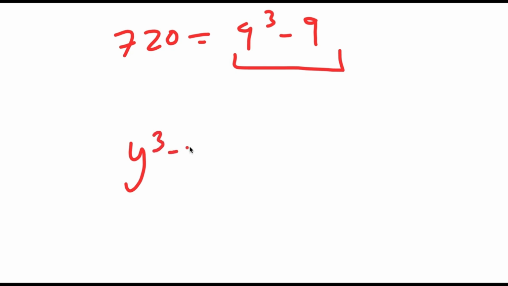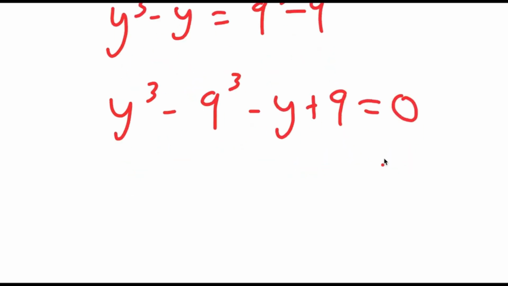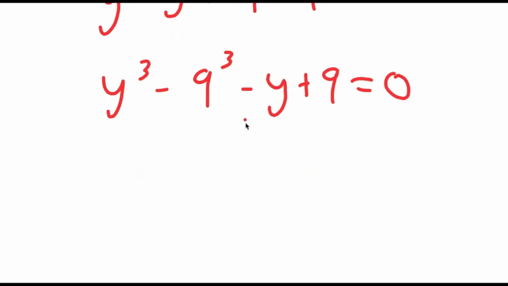So now I have y to the power of 3 minus y is equal to 9 to the power of 3 minus 9, meaning I get y to the power of 3 minus 9 to the power of 3 minus y plus 9 is equal to 0. And the reason I'm doing this is because notice now, how we have a number to the power of 3 minus that same number to the power of 3, and then we just have those two same numbers, but without being cubed.